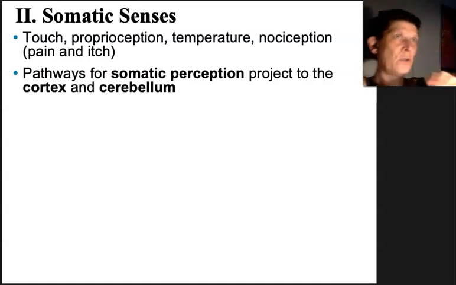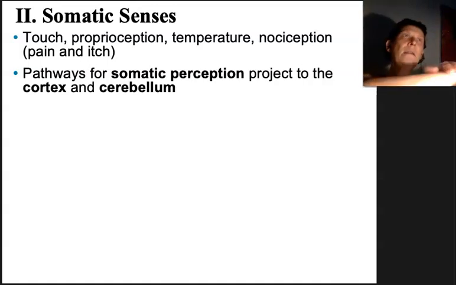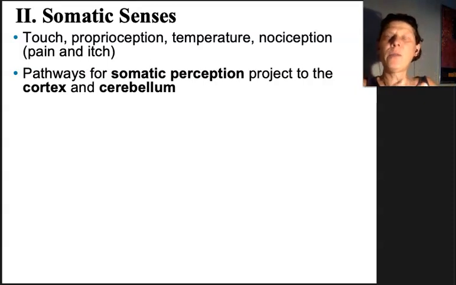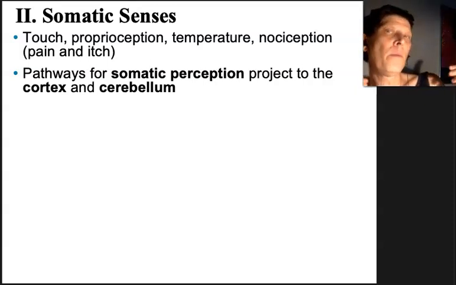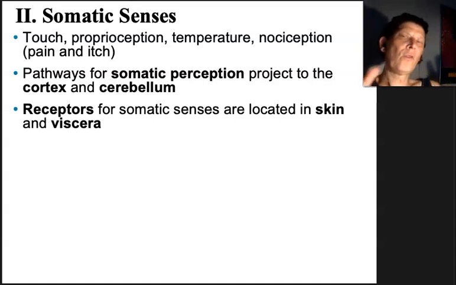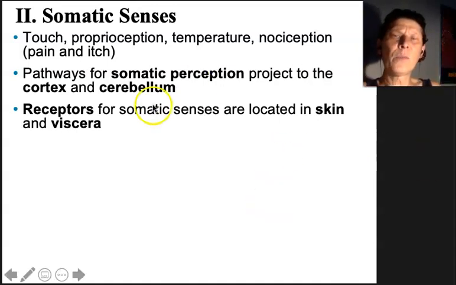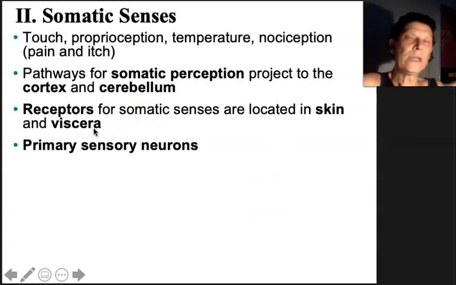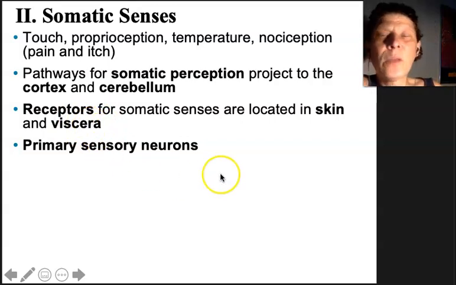So receptors in your skin are associated with afferent fibers, and it has to make its way through to the somatosensory cortex, but also to the cerebellum. And that's where the perception occurs. Receptors for somatic sensories are in your skin, but we also have receptors in the viscera. A little tricky. They're really visceral receptors.